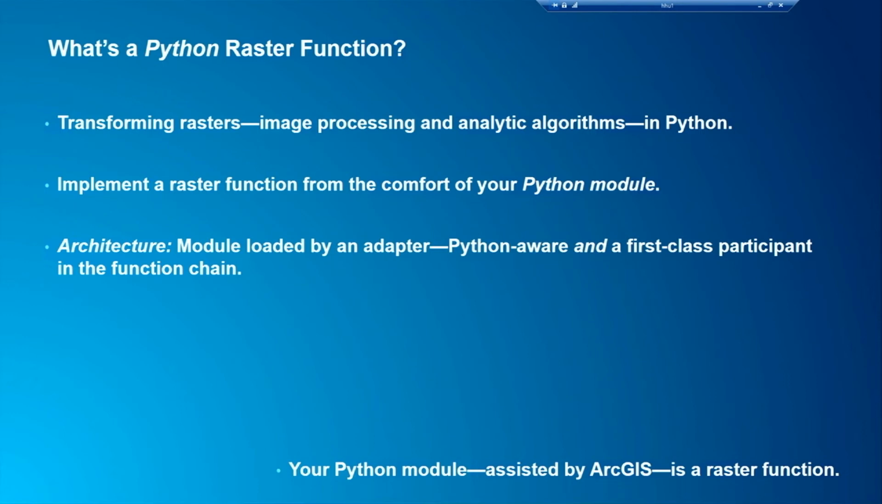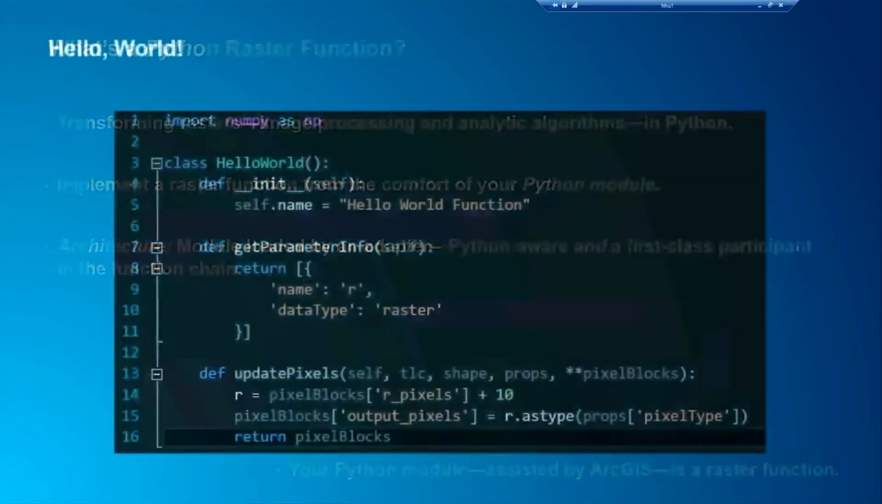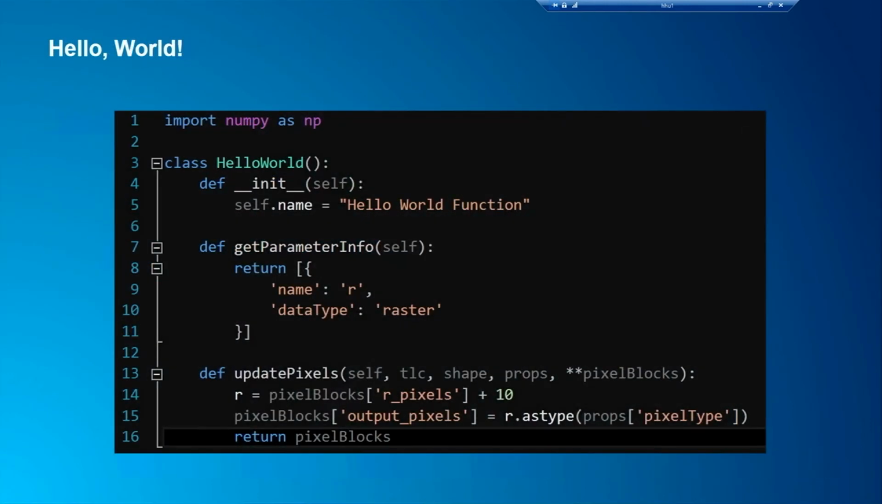Python raster function is the ArcGIS Python interface for you to write your own raster or imagery workflow purely in Python. The module is loaded and executed by the Python adapter function, and the Python adapter function is Python aware. It understands your Python code and executes your code. So we will first take a concrete view of how a simple Hello World Python raster function looks.